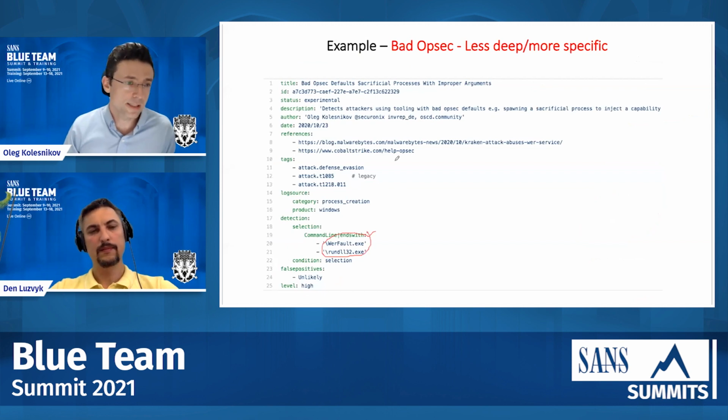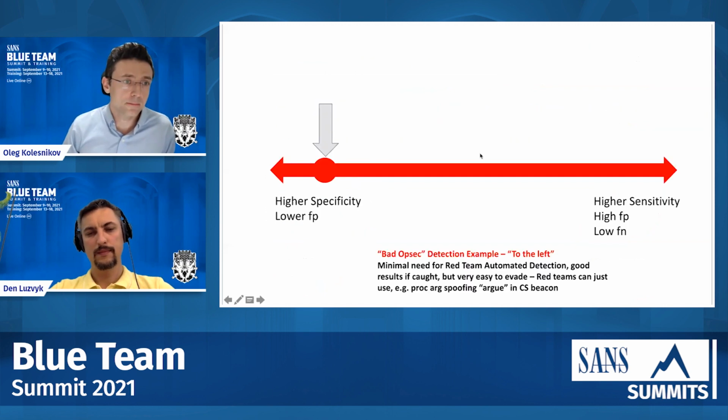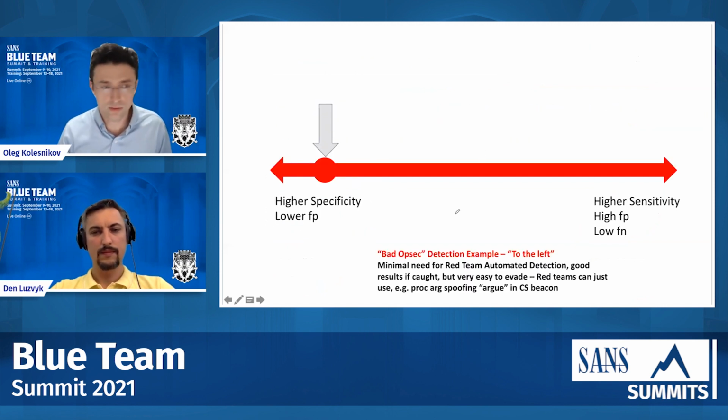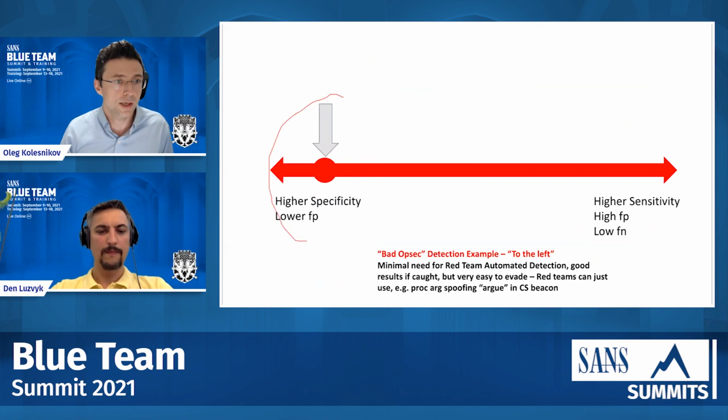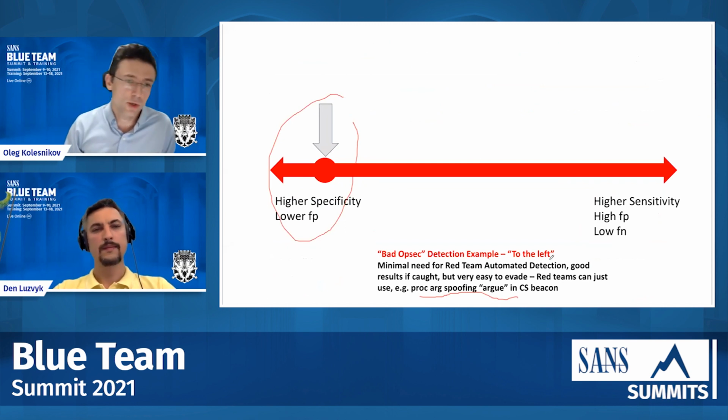Essentially, what we're looking for is the execution without arguments. So this is a good bad OPSEC use case, but of course it's very easy to evade, and it's somewhere to the left of this detection spectrum here. And red teams have all sorts of tooling to evade these sorts of detection use cases, like Argue, Command, and CS beacon, and many others. Right, but you can make it more specific, of course. You can baseline what's going on. I'm going to touch on that in just a moment.